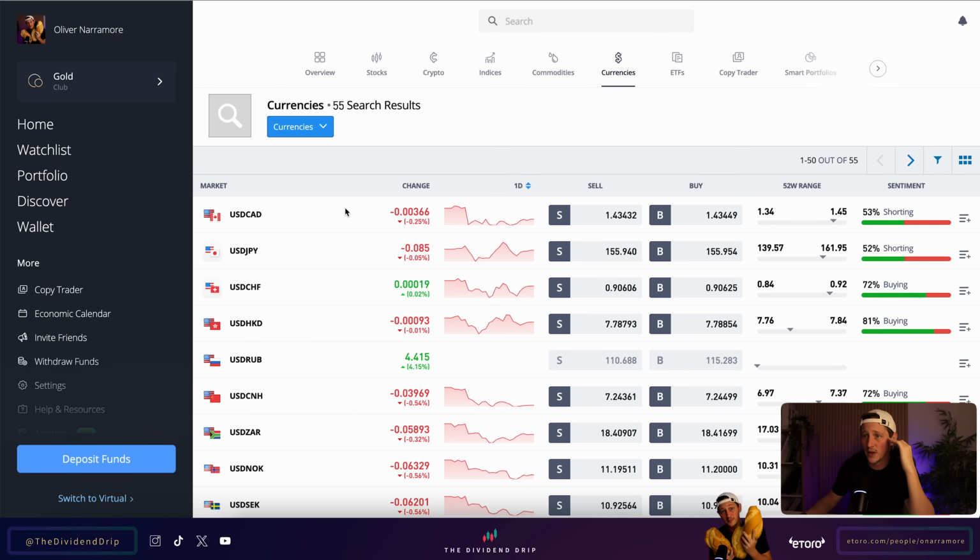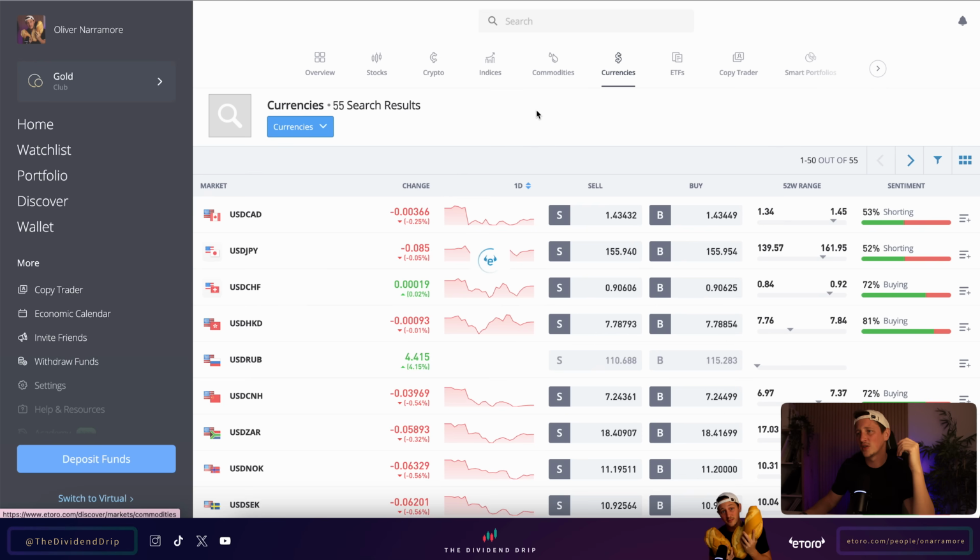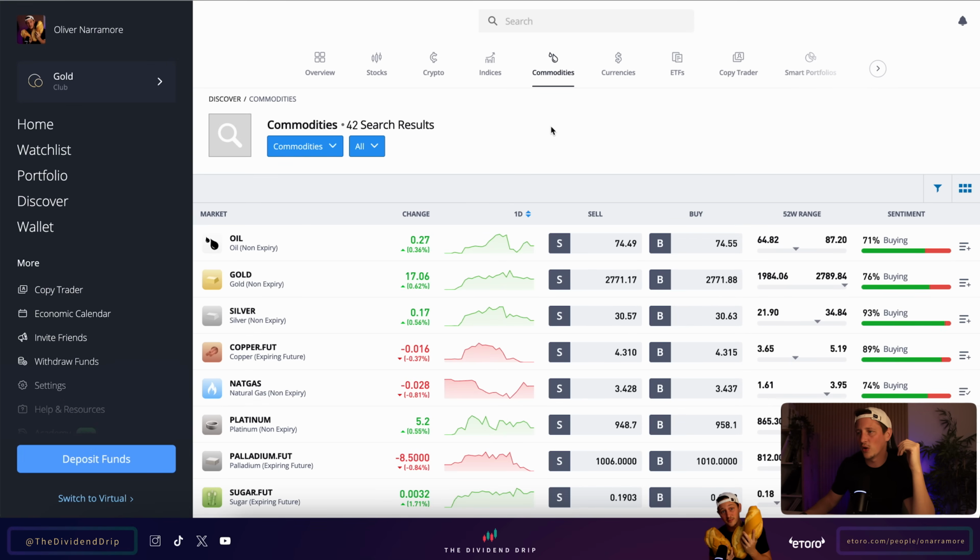Stay away from the Forex stuff. Please, God, you don't need to go anywhere near it. Commodities, I stay away from as well. They're a bit volatile, but if you want to invest in gold, for example, it can be really useful to look at. So yeah, discovery can be fun.